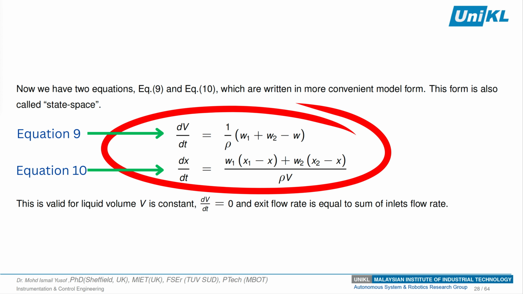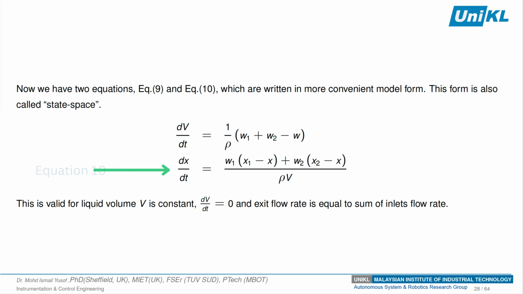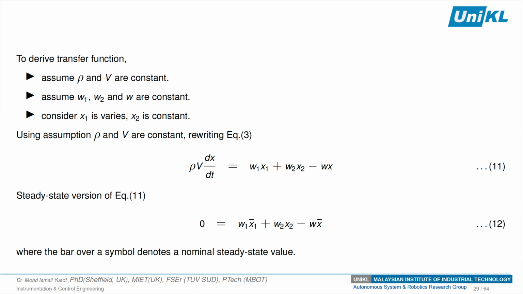Now we have two equations, which are equation 9 and equation 10, which are written in more convenient model form. This form is also called as state space. We will cover state space in a different lesson. This mathematical expression is valid for liquid volume V constant, which is dV/dt equal to 0, and exit flow rate equal to sum of inlet flow rates. Next, we are going to derive transfer function.